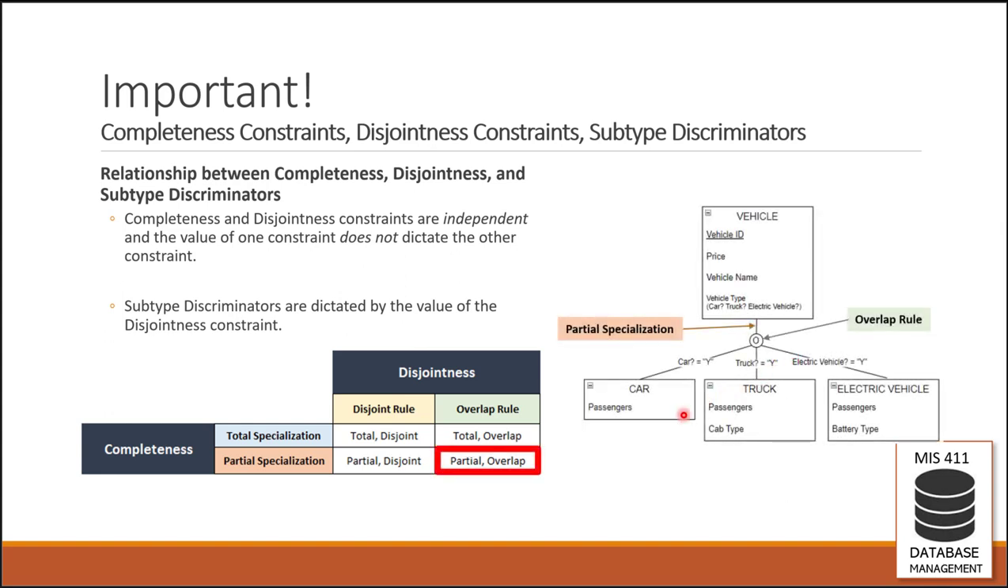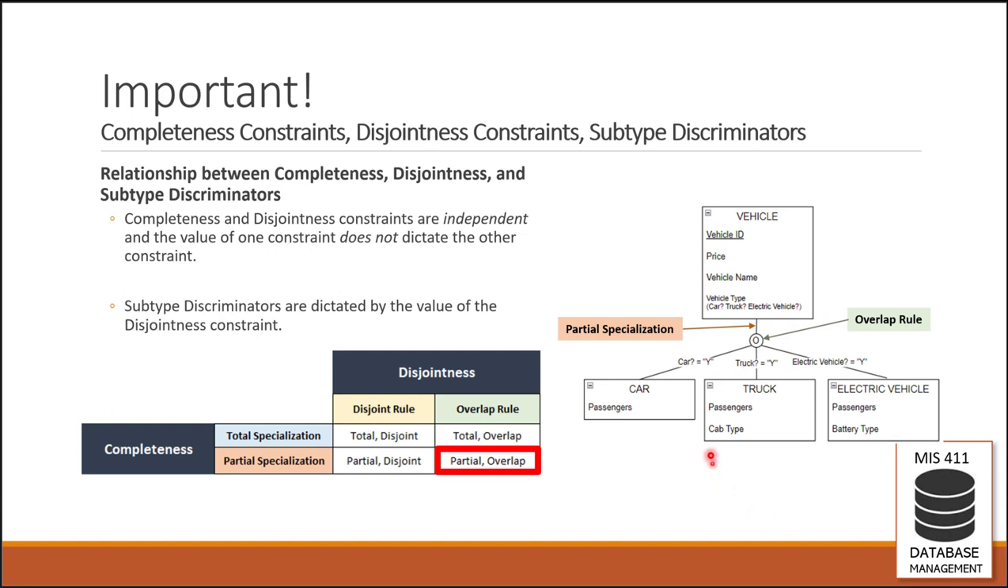And then finally, just to complete the set, we have a partial overlap. Partial, single line, overlap, O, right? Overlap meaning, once again, it can be more than one thing. Partial meaning that it could still be just the supertype, right?